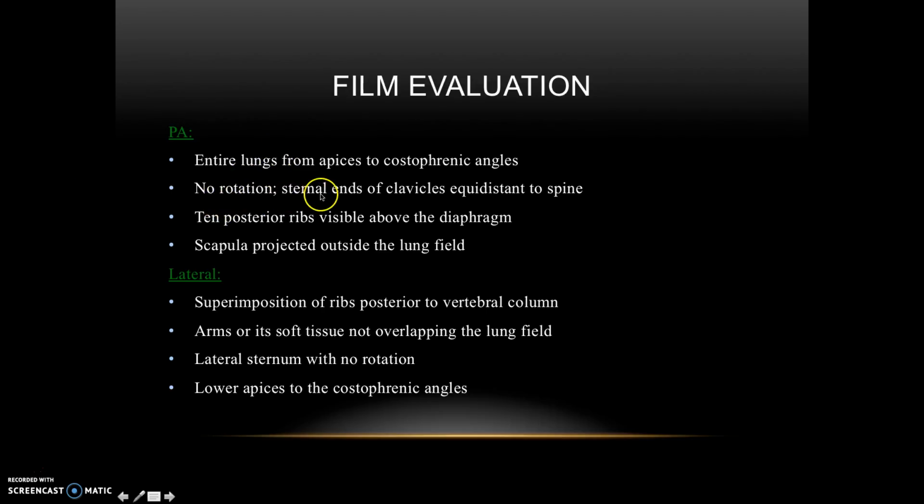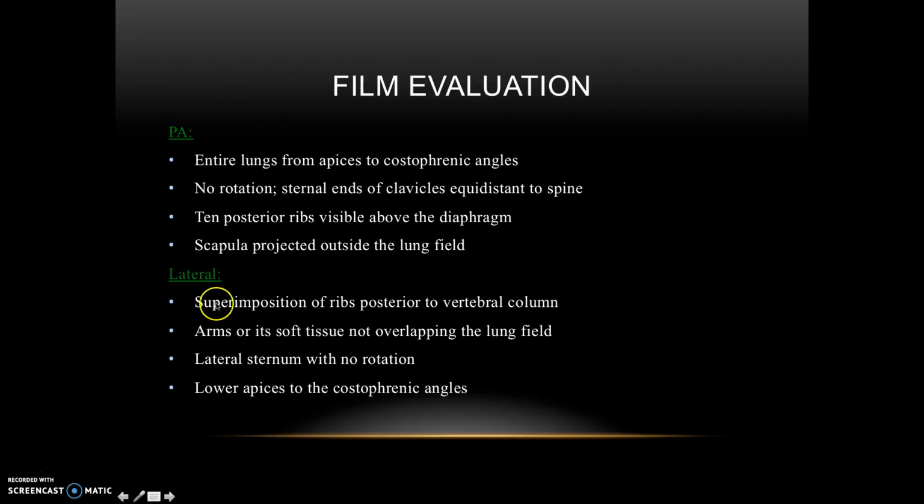There's no rotation in the chest. The sternal ends of the clavicles are equidistant to the spine, showing there's no rotation. You'll be able to see 10 posterior ribs visible above the diaphragm if there's good inspiration. This is what you want to look for. And the scapula are projected outside of the lung fields. That's, again, why we're rotating the shoulders forward.